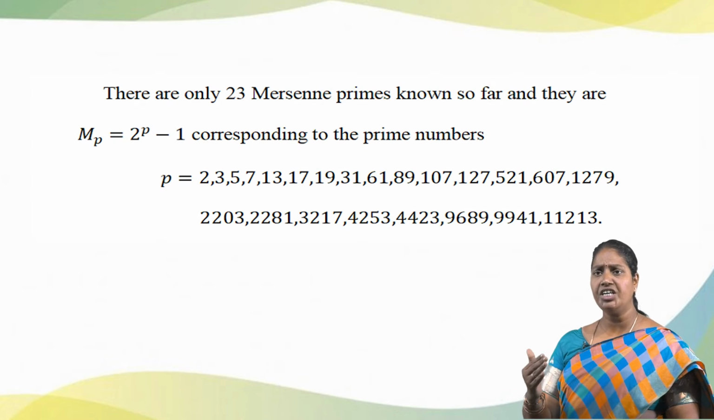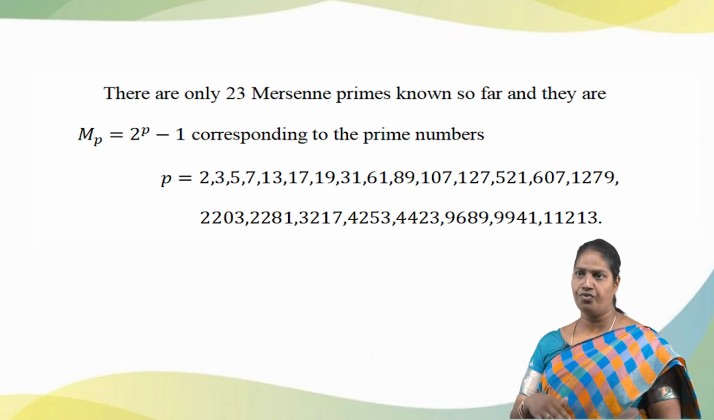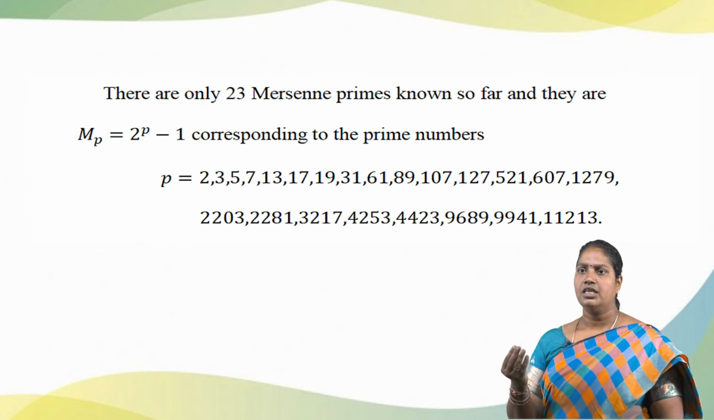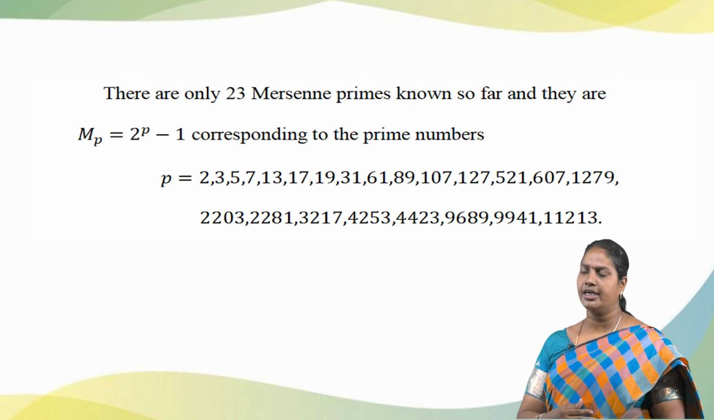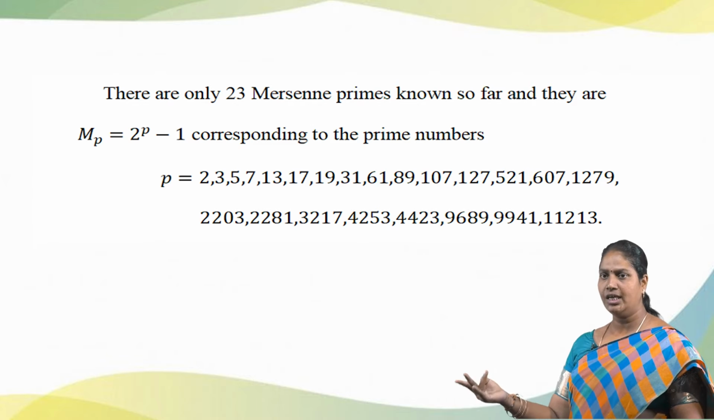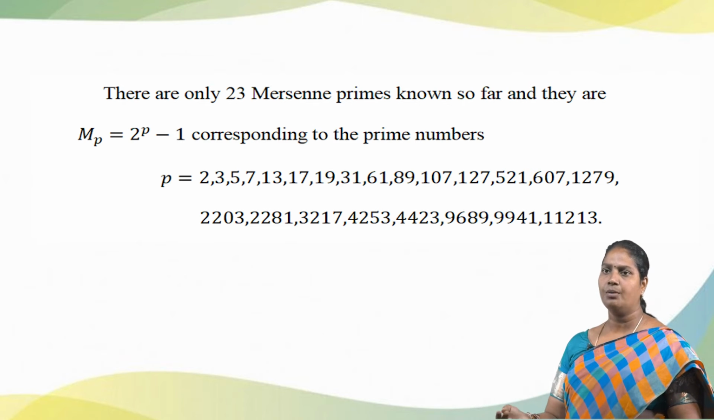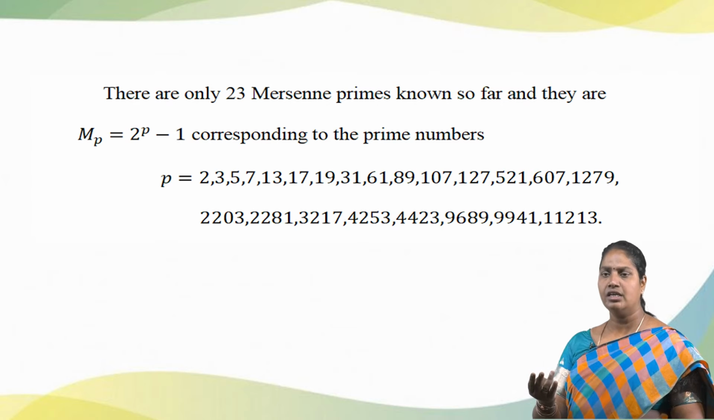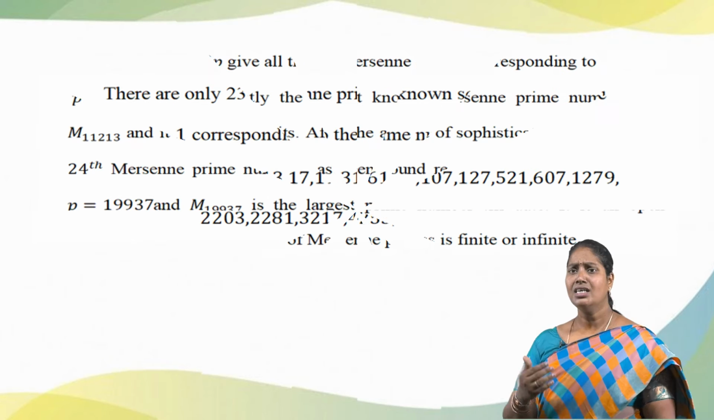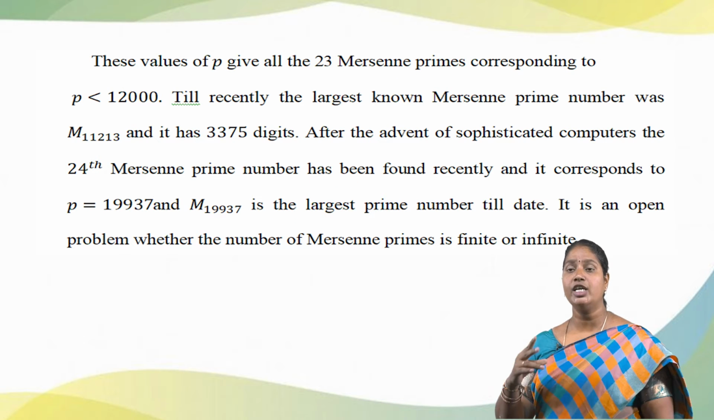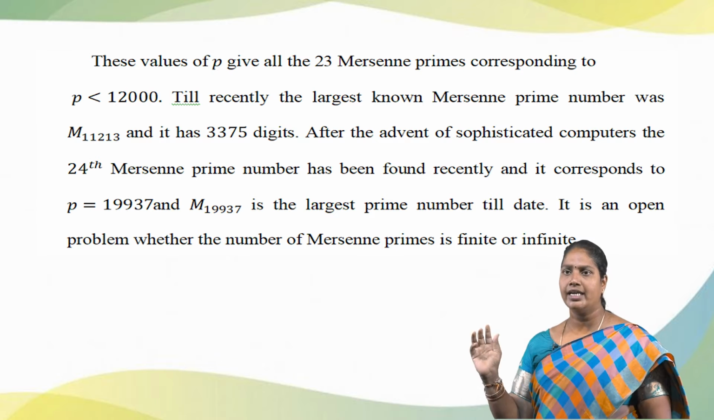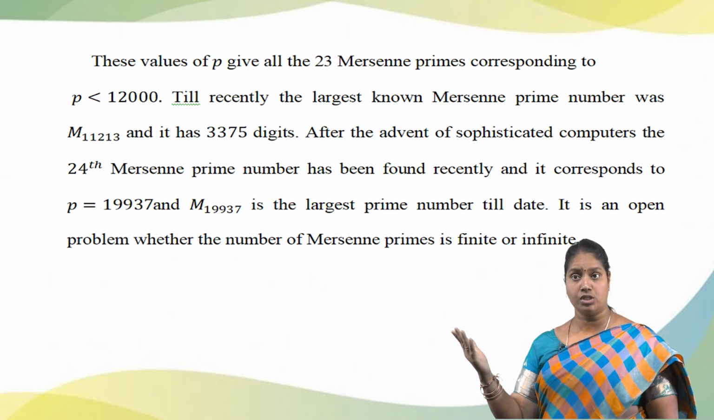There are only 23 Mersenne primes known so far, and they correspond to the following prime numbers p, that is 2, that is M2, M3, M5 and so on are prime numbers. And for p equal to 4 or p equal to 11, they are not prime numbers. These values of p give all the 23 Mersenne primes corresponding to p less than 12,000.